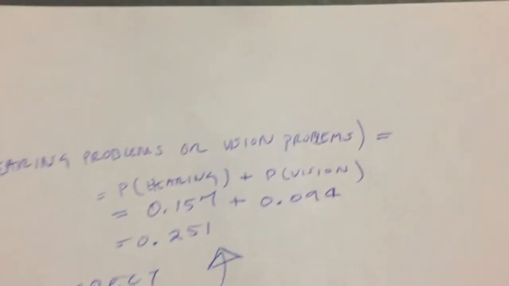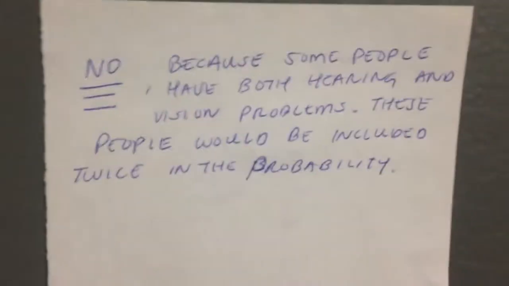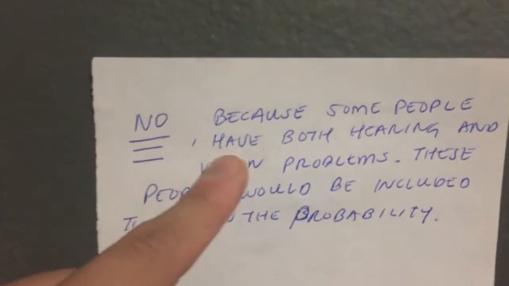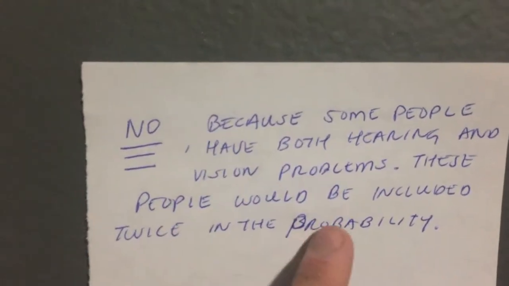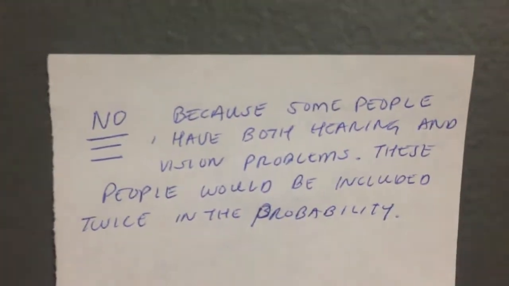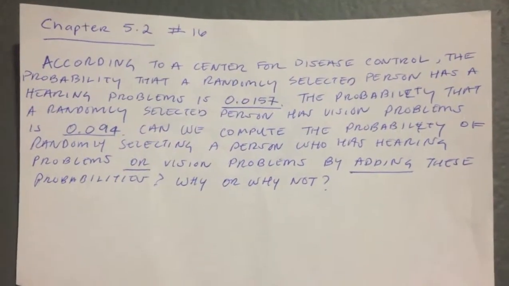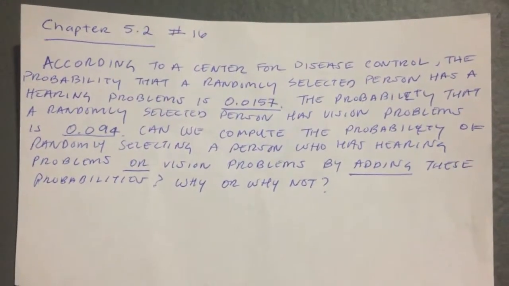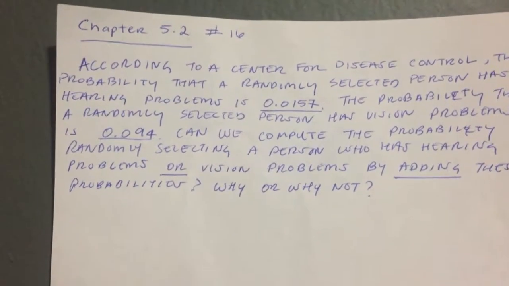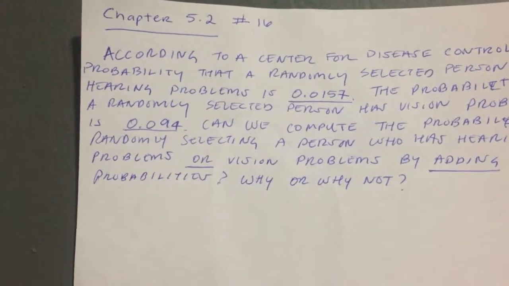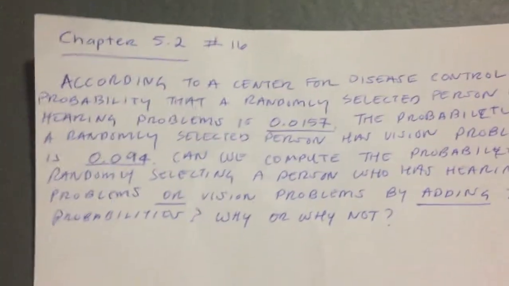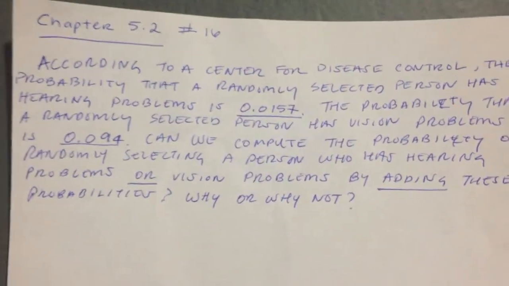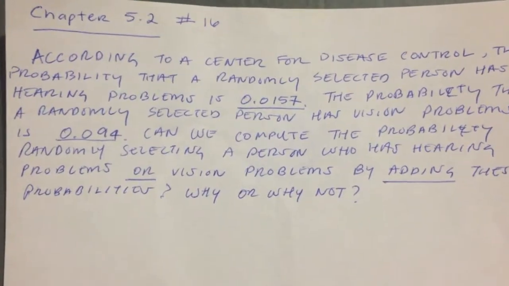The reason for that, it will be no, because some people have both hearing and vision problems. These people will be included twice in the probability. So the next step is trying to figure out, how do we figure out if these two events can be added together, and first of all, are these two separate events disjoint?